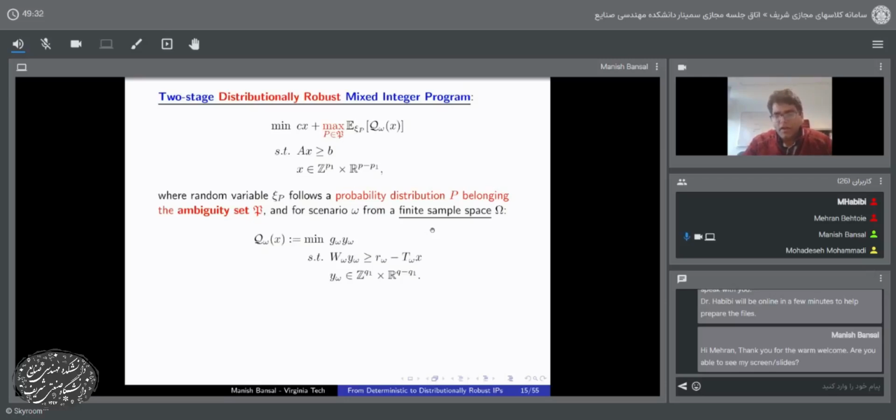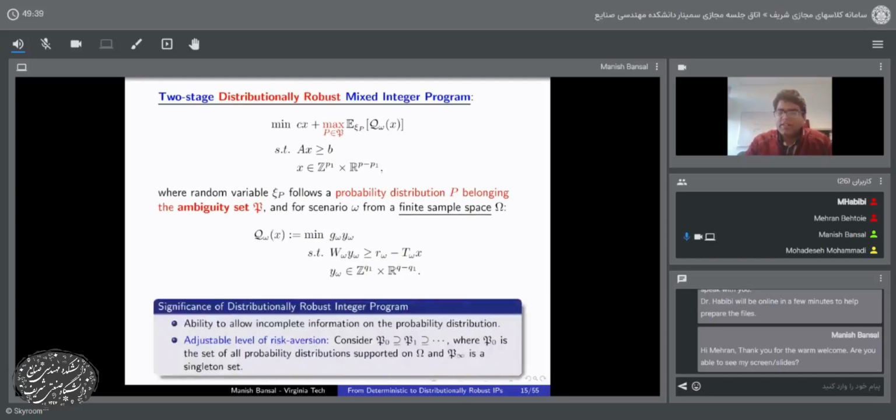And again, in the setting that I will discuss, we will assume that we have the finite sample space. Some of the significance of this framework is it allows incomplete information of the probability distribution. It also provides some sensitivity analysis. So let's say I have a reference distribution and I'm looking for how a deviation in my probability distribution can impact my solution. So that could be another framework where this can be used.